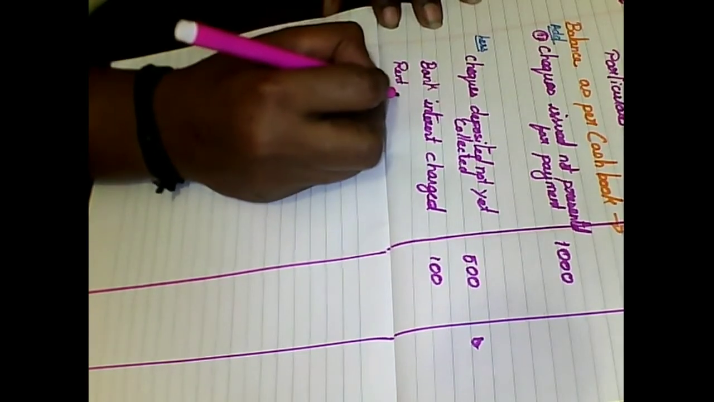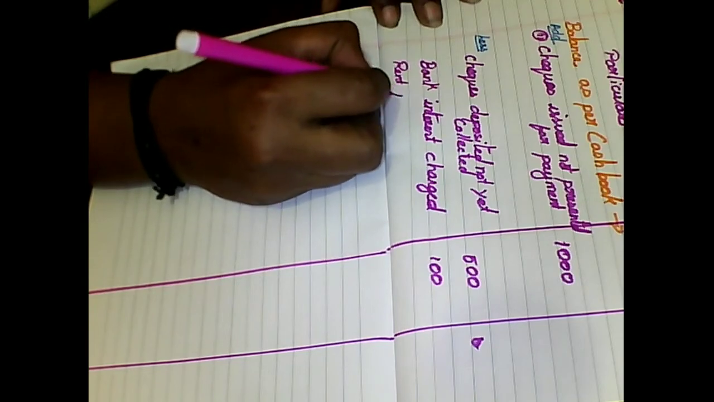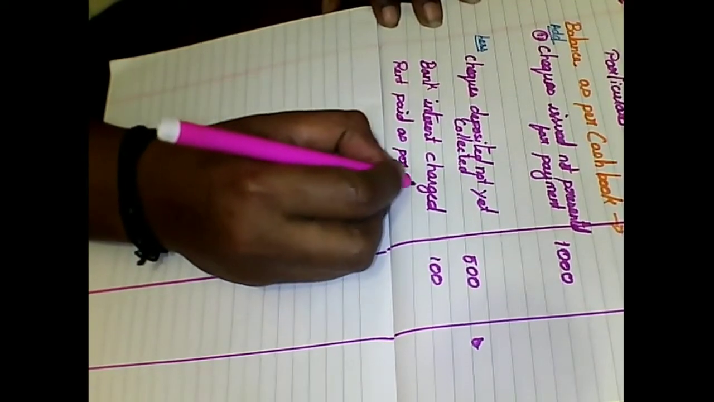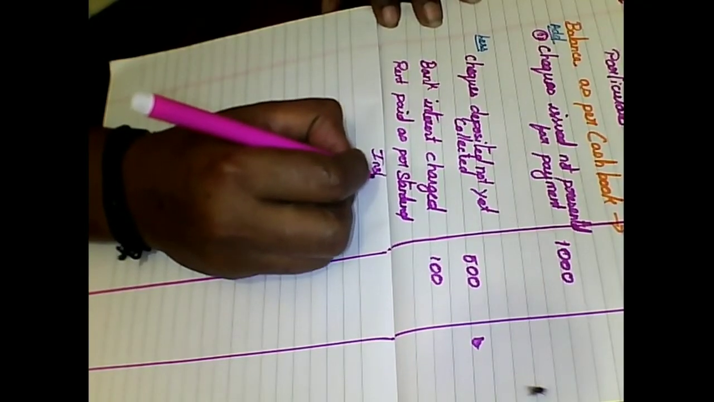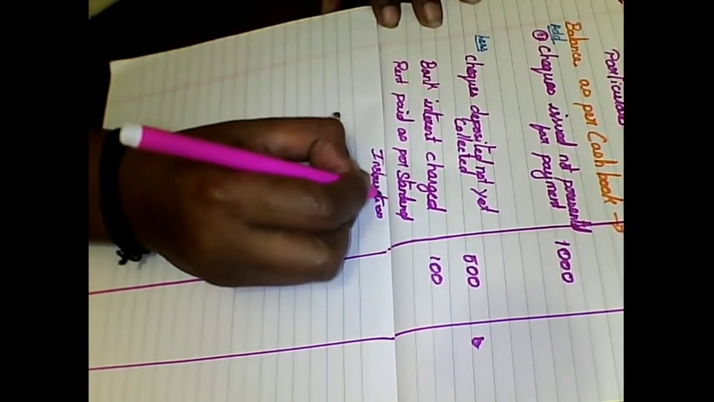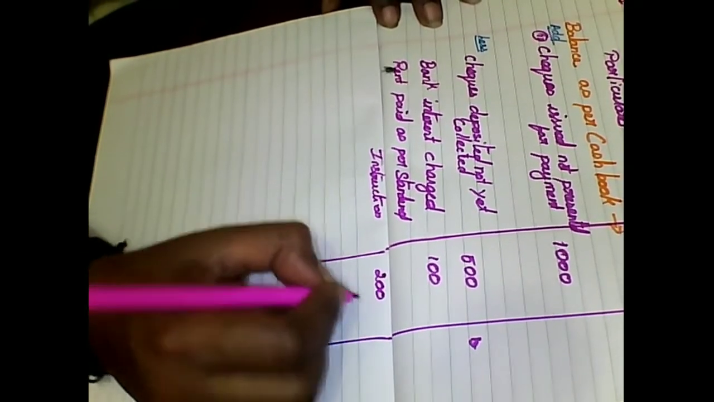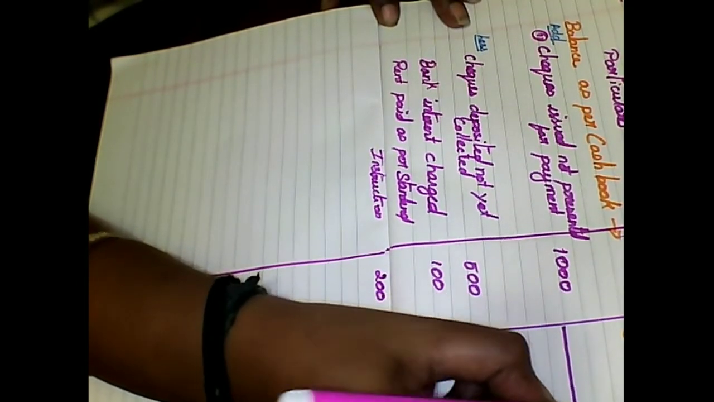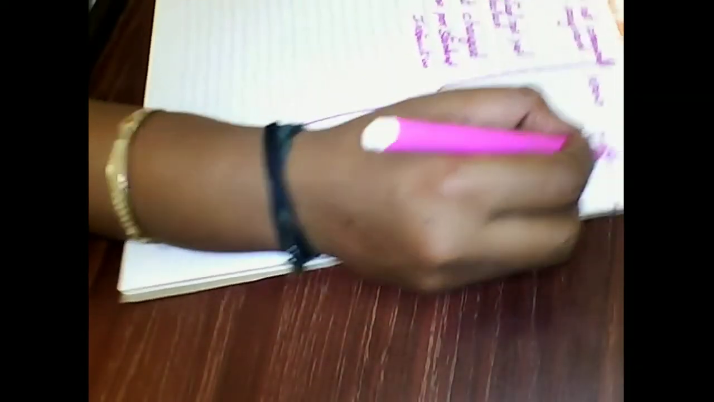And next, the heading: rent paid by bank as per standing instruction. A standing instruction is the work we have given to the bank beforehand, not on the present date. So the bank will do the work for us. That is known as standing instructions. So here it is 1000. So we are going to close it now.